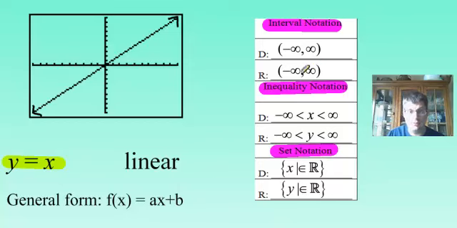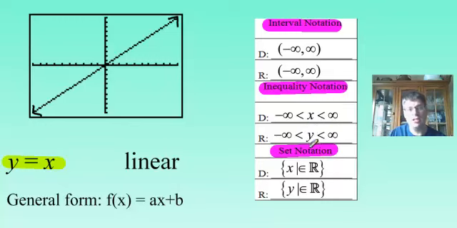Now, inequality notation uses compound inequalities, which you've seen before. Basically we're saying that x is larger than negative infinity, not equal to, but also less than infinity. Again, you can't equal infinity, so we use those inequality signs, and x is in the center there. For our range, we do the same thing. y is going to be greater than negative infinity, but less than positive infinity.